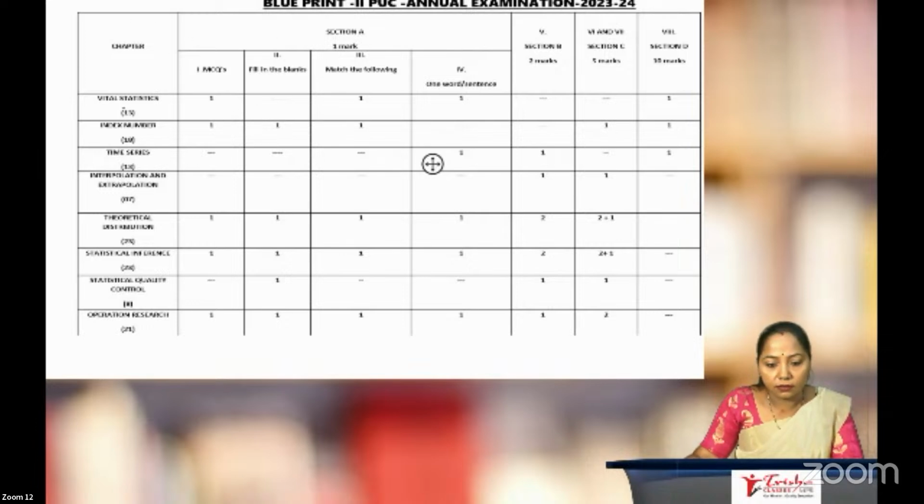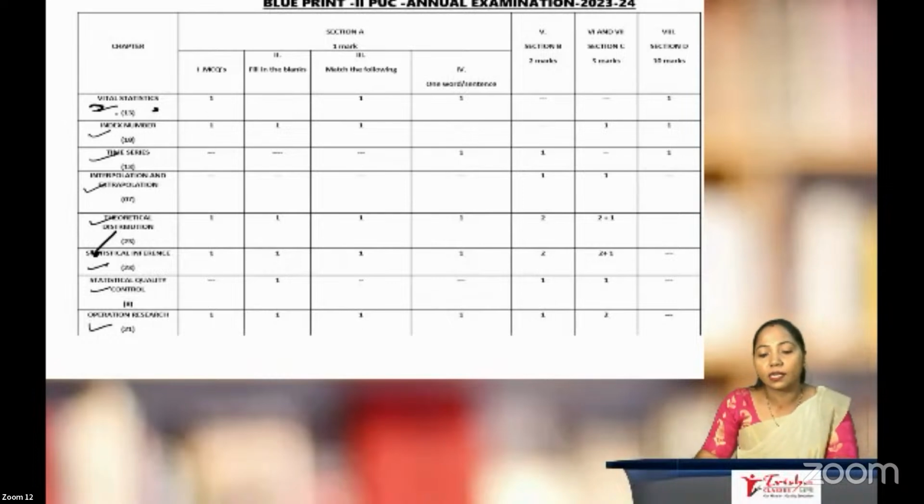Yes. Okay. So we have the chapters: vital statistics, index number, time series, interpolation, extrapolation, theoretical distribution, statistical inference, statistical quality control, and operation research. So as you know, your question paper is of 80 marks. So let us see a few strategies which will help you in scoring maybe 80 out of 80 in the paper. So the first chapter is vital statistics.